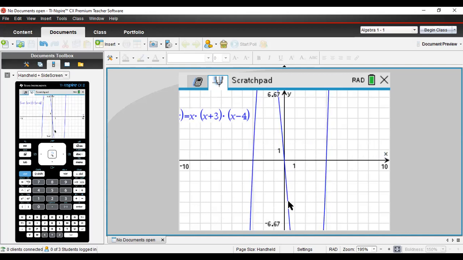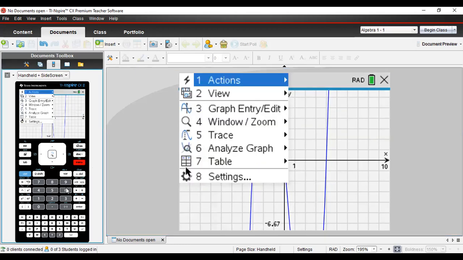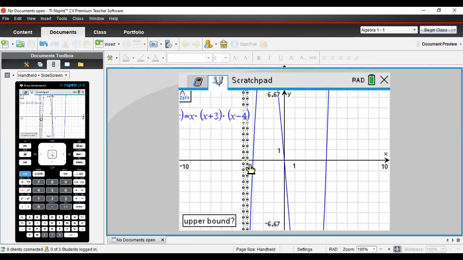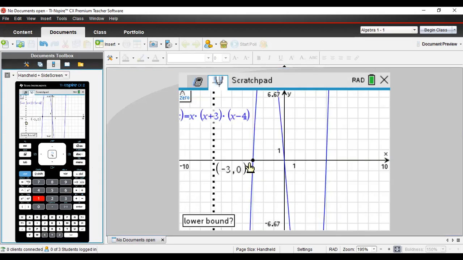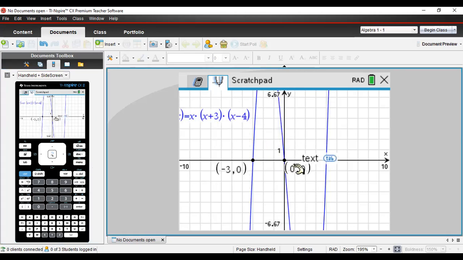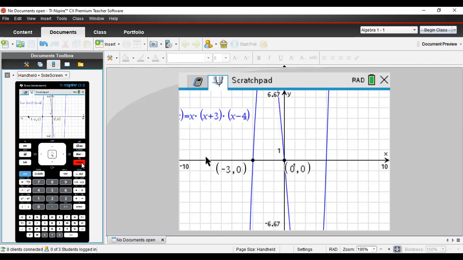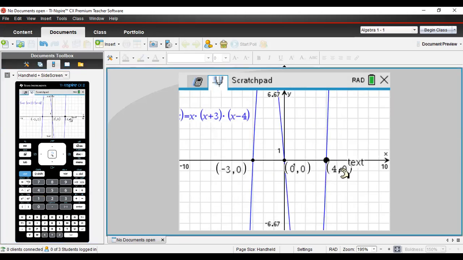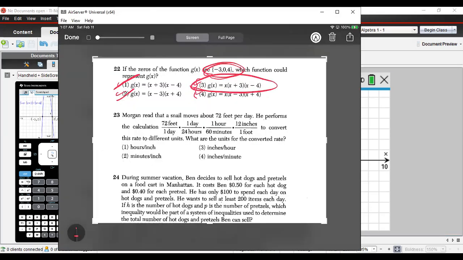So I'm going to use menu 6 1. All right, so this zero is -3, 0. Then I'm going to do menu 6 1 again, and here's the other zero. Then I'm going to do menu 6 1 again, and this zero. All right, so the zeros are at -3, at 0, and 4, which is what we were looking for. So the answer to our question is number 3.